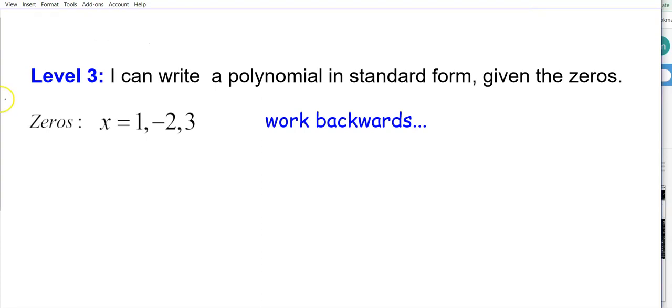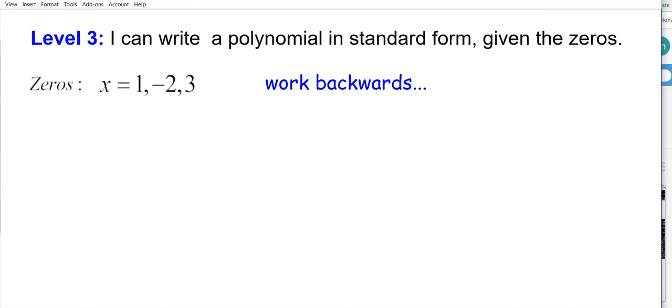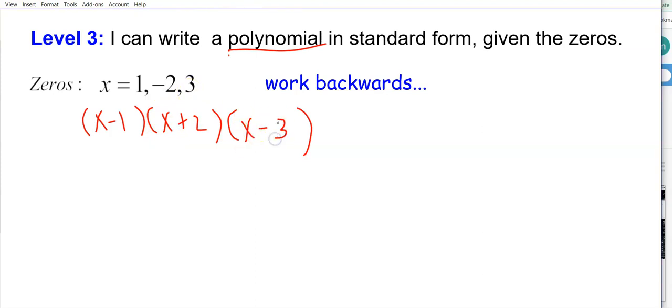Let's try this one, so just step it up a notch. I think y'all are getting that. So if you work backwards, I can write a polynomial. The factors, we've talked about this a couple times today. If the solution is +1, the factor is x minus 1. Solution is -2, the factor is x plus 2. Solution is +3, the factor is x minus 3. Can I write a polynomial? So now I would have to multiply this out to get the polynomial.